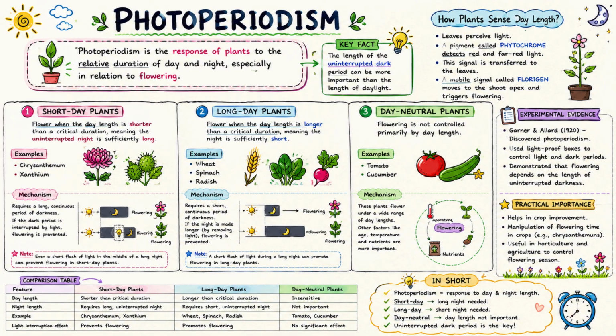Photoperiodism. Photoperiodism is the response of plants to the length of day and night, especially for flowering. Short day plants flower when the night is longer than a critical period. Examples are chrysanthemum and xanthium. Long day plants flower when the day is longer and the night is shorter. Examples are wheat, spinach, and radish. Day-neutral plants flower regardless of day length. Examples are tomato and cucumber. The uninterrupted dark period is more important than the length of the day.